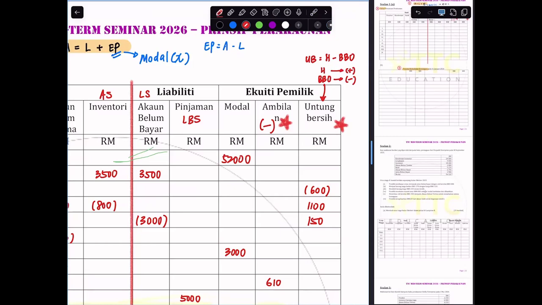Okay, then one more: ambilan. Ambilan means the boss takes out for personal use. And just now we mentioned ambilan is EP, right? But when the boss takes out for personal use, the EP in the company is getting more or less? Minus from modal? Not yet. Not yet minus from modal.